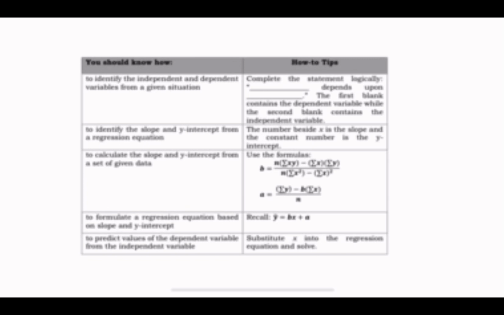You should know how to calculate the slope and y-intercept from a set of given data. How-to tips: use these formulas. And you should know how to formulate a regression equation based on the slope and y-intercept. How-to tips: recall y equals bx plus a. You should know how to predict values of the dependent variable from the independent variable. How to: substitute x into a regression equation and solve.